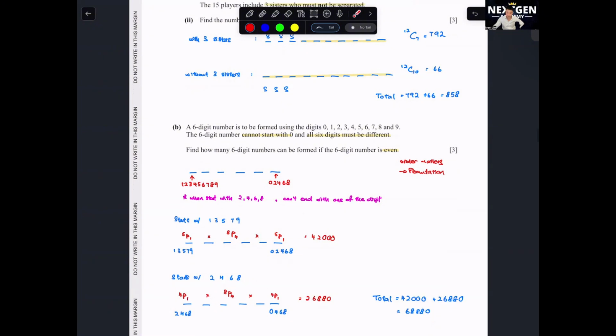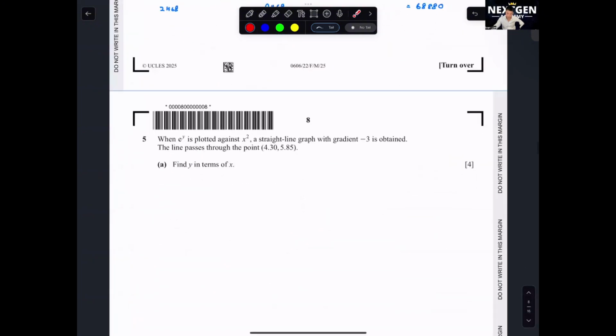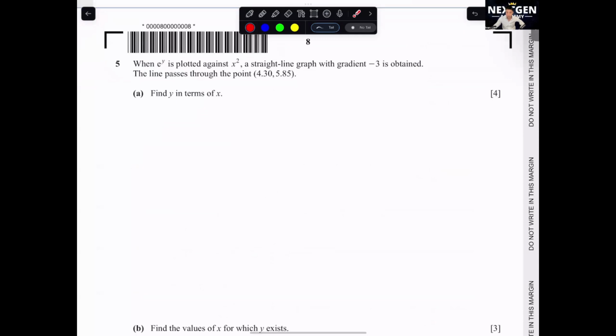Okay, let's go to the next one, number 5. Number 5 is the straight line graph chapter. When e to the power of y is plotted against x squared, a straight line graph with gradient -3 is obtained. The line passes through the point (4.30, 5.85). Find y in terms of x.